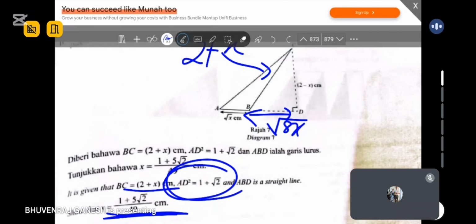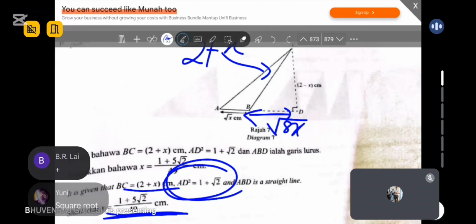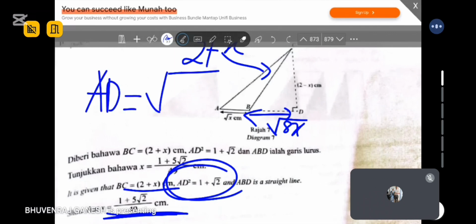Come on guys. Cuba respond. What should I do now? Your mind must be active guys. Kena fikir. I cannot always tell you the answer. Saya tak boleh bagi tahu kamu jawapan selalu. Okay, yes. Very smart. You can square root guys. The AD. Correct. So you will get something like this.